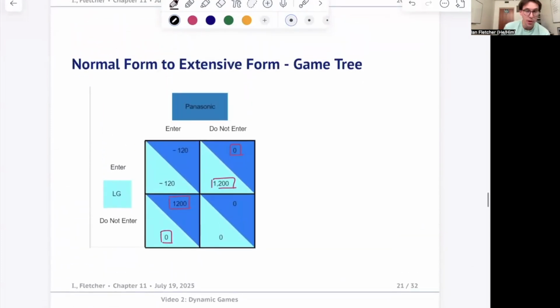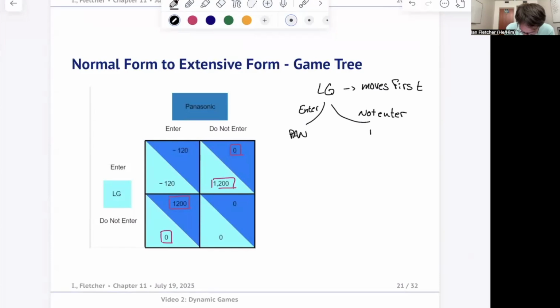And so this is where we are going to get into something called the sequential component. Let's assume that LG is what we call our first mover. So LG moves first. They get a choice to enter or not enter. And then Panasonic gets to choose. And again, they get very similar choices, where they can choose to enter or not enter.